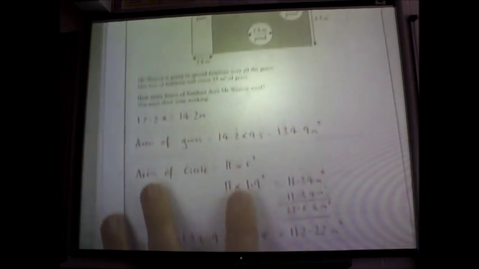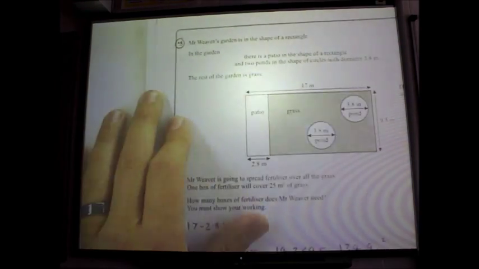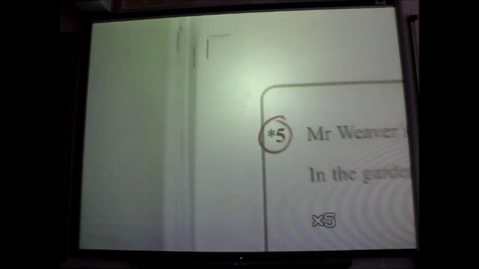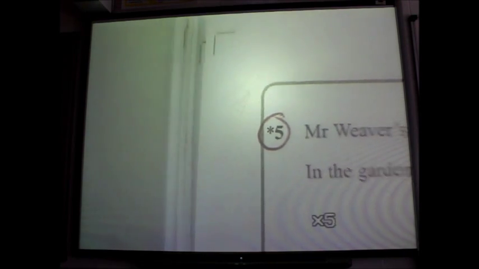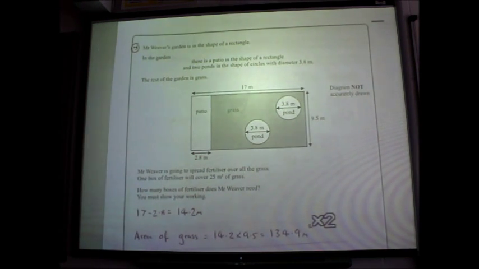Question 5. Question 5, first of all, has got a little star next to it, right up there. This means question 5 is a functional question, and you must show your workings very, very clearly. Sorting out a garden and this one, and a bit of fertilizer.